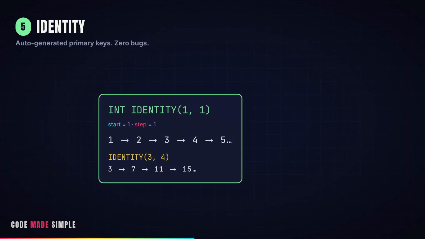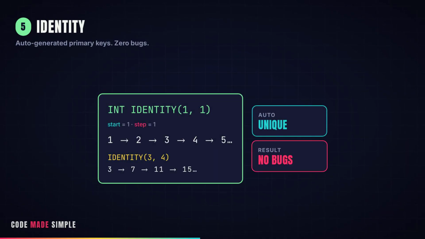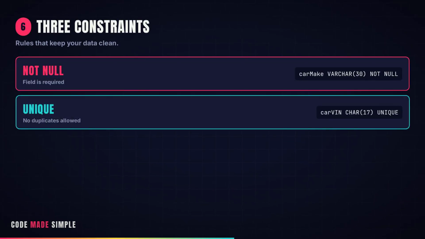For the primary key, use IDENTITY. INT IDENTITY(1,1) starts at 1 and counts up by 1. Automatic. Unique. Zero bugs.